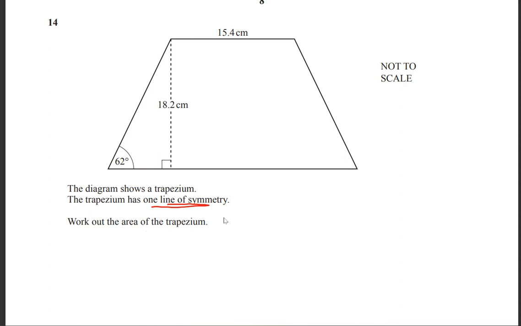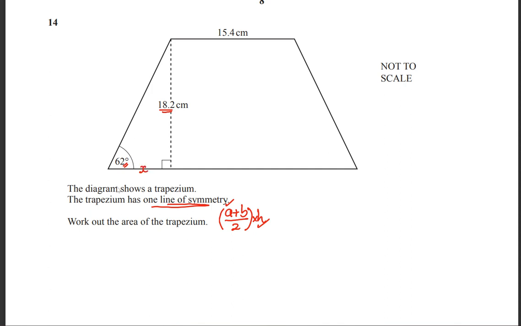We all know the area of the trapezium is the sum of the two parallel bases divided by 2, multiplied by the height. I have the height and I have one of the bases, but I don't have the other dimension, which is the other base. So I need to find this. If we look here at this triangle, we have that this is 62 and this is 18.2. So if I name this x, can I get x?